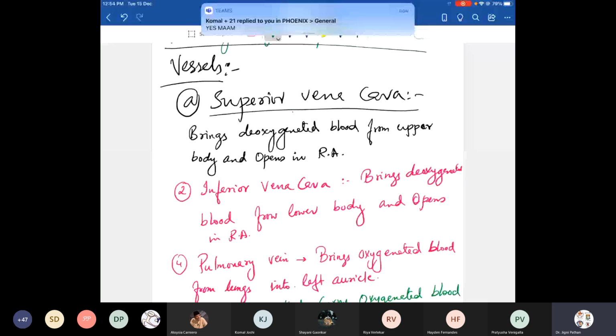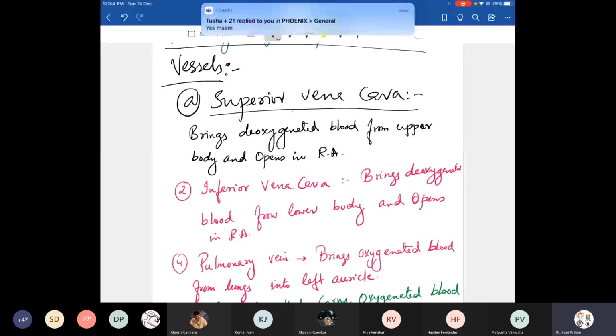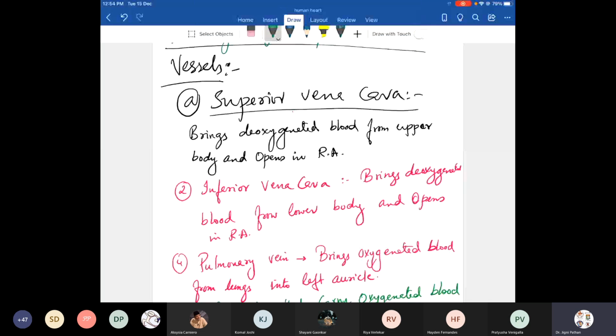Vessels. The superior vena cava brings deoxygenated blood from the upper body and opens into the right auricle of the heart. So follow this, okay? In the heart, the deoxygenated blood from the superior vena cava is coming from whichever organs are present above the level of the heart. Is it clear?